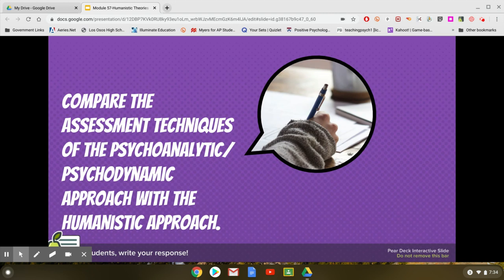So as I mentioned, I was going to have you compare. This is one of our learning targets. I'd like you to tell me how to compare the assessment techniques of the psychoanalytic or psychodynamic approach with what you just learned about the humanistic approach. So go ahead and do that now, please.